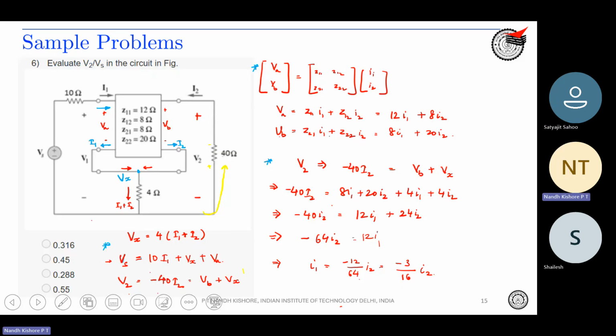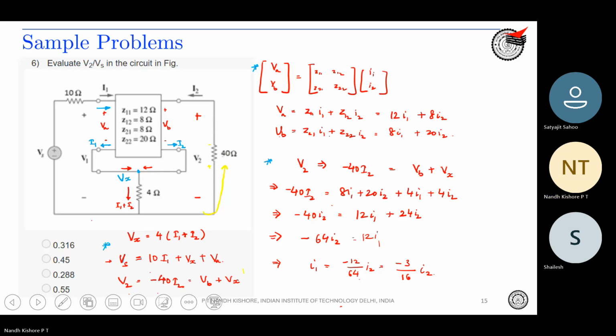Sir, when you have written the expression Vs is equal to 10 I1 plus Vx plus Va, in that there are four voltages. There is also V1 there. V1 is just a summation of VA and VX, right? Okay, so V1 is not an independent voltage source.